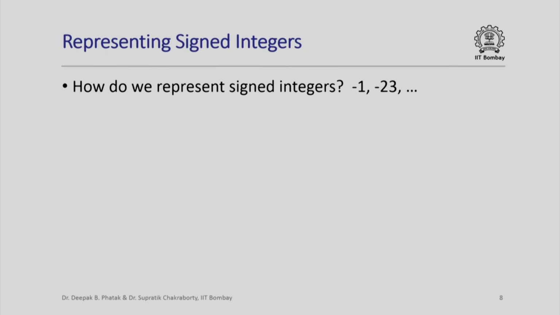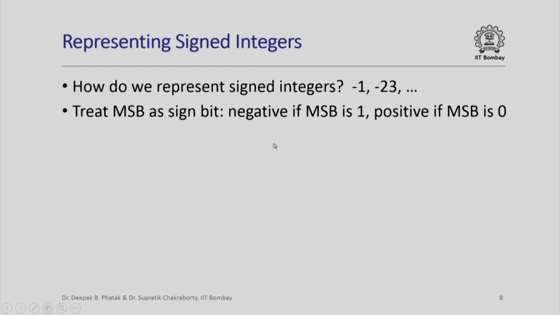Now so far we have talked about representing unsigned integers. So how do we represent signed integers like -1 or -23? Well, the simplest way to do it might be to just treat one of the bits as the sign bit. So we could choose the MSB to be the sign bit, and if this bit was 1, we could treat the number as a negative number, otherwise we could treat this number as a positive number.